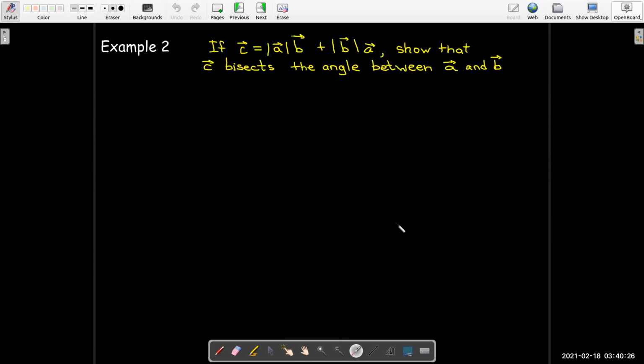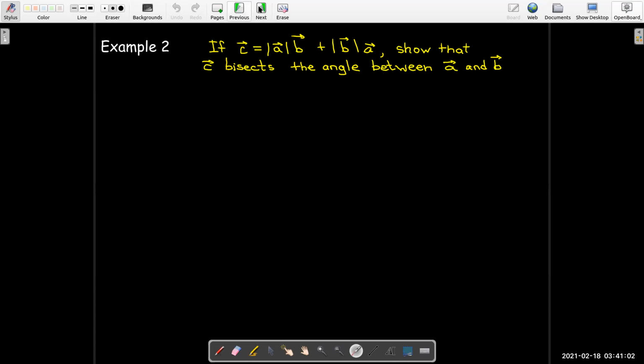All right, here's an interesting example. We're going to take two vectors, A and B, and we're going to use them to define a third vector, C. And this vector C is going to be defined as, we'll take the vector B, multiply it times the length of A, and then we'll take the vector A, multiply it times the length of B, and add those two together. And we'd like to show that C bisects the angle between A and B.